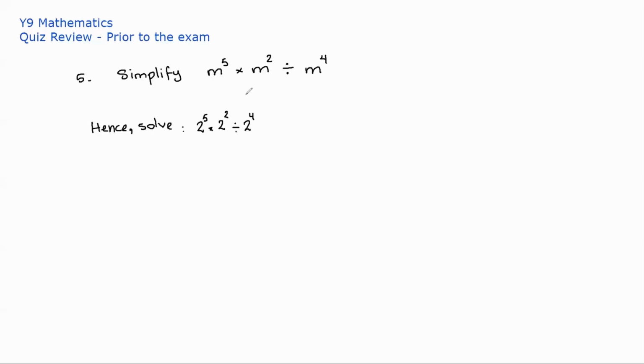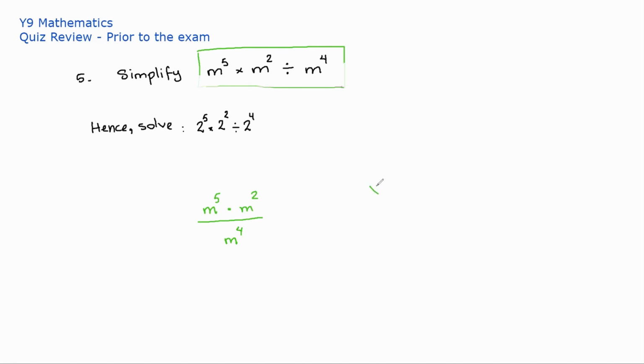Okay, in question number 5, they're asking us to simplify this expression: m to the power of 5 times m to the power of 2 divided by m to the power of 4. So I'm going to write it as a fraction first: m to the power of 5 times m to the power of 2 divided by m to the power of 4.